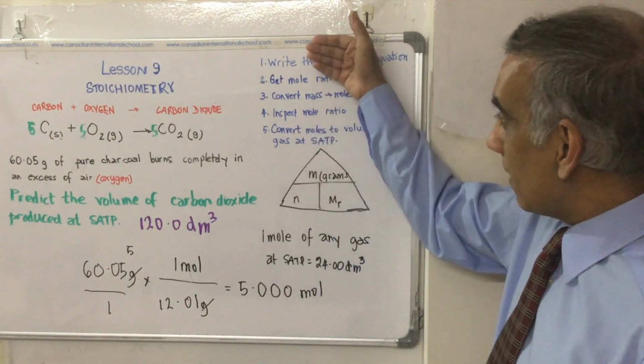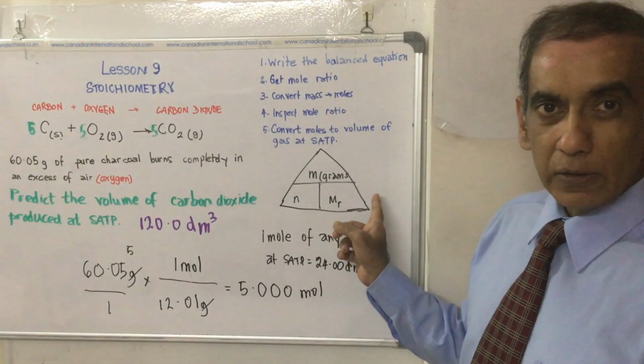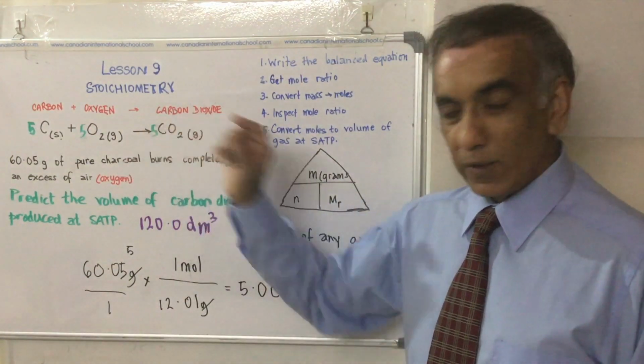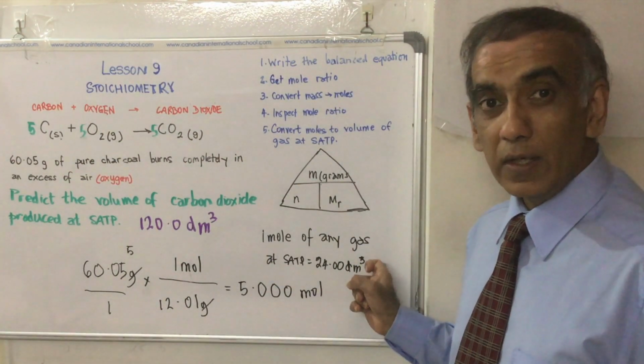So these were the steps that I followed. This was one relationship that I needed to draw upon. I needed to balance my equation, and I needed to have this bit of information here.